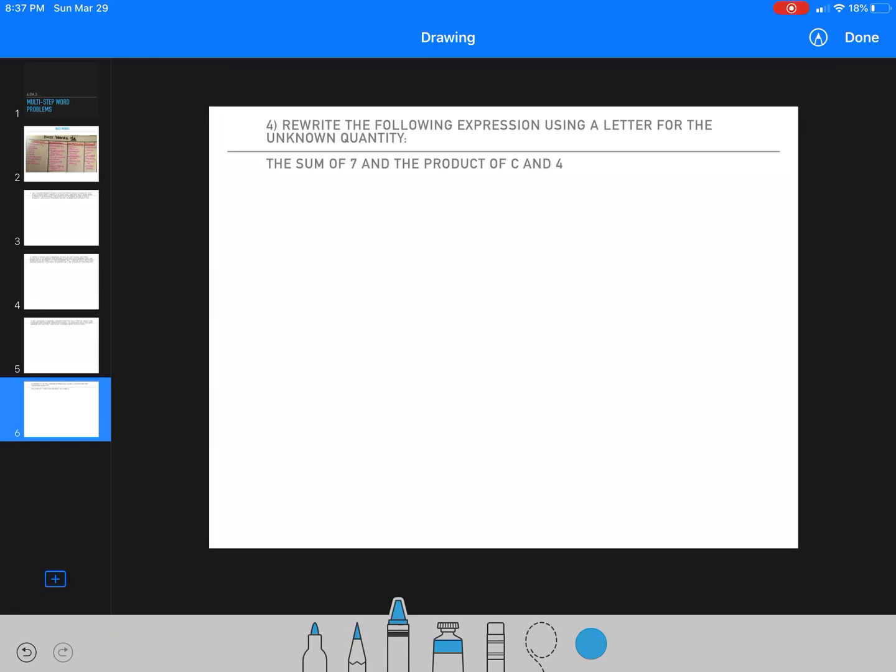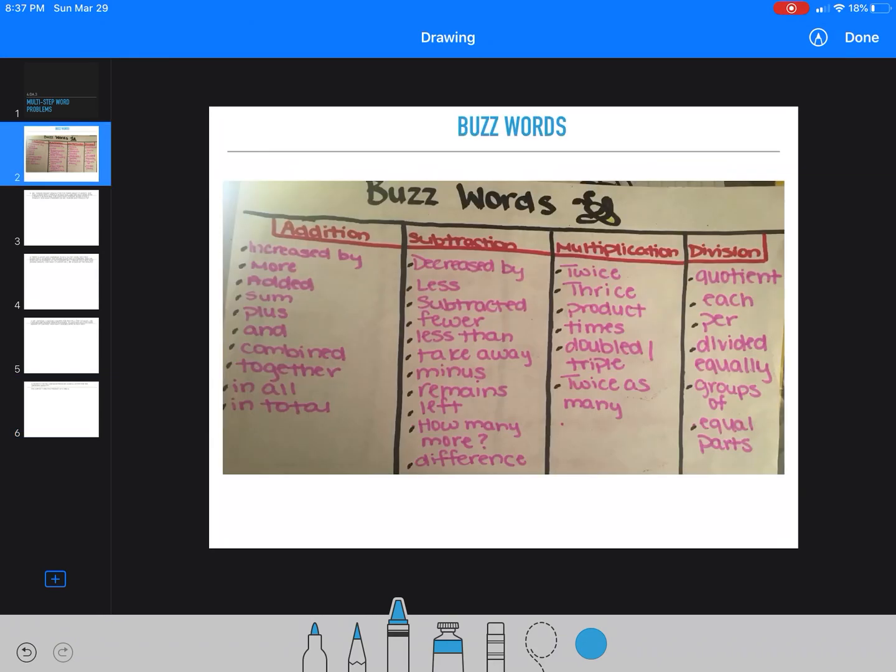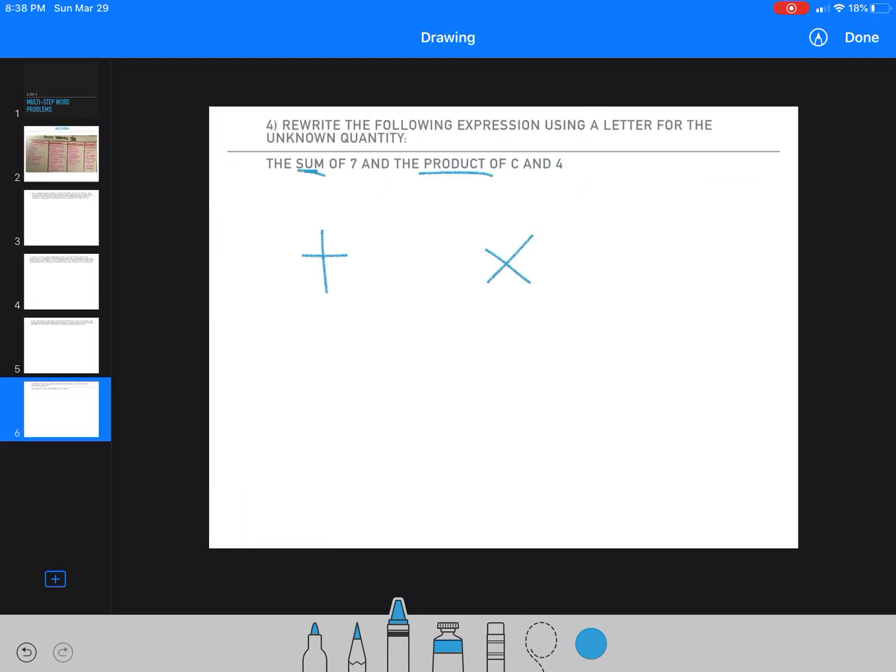So it says the sum of 7 and the product of C and 4. So I see some buzzwords already jumping out at me. I see sum and I see product. If I look at my buzzwords, I know that sum falls under the addition category. I also know that product falls under the multiplication category. So I know that I'm going to be adding and I'm going to be multiplying. So the sum of 7, that means I'm going to be adding 7 and the product of C and 4. So that means I'm going to be multiplying C and 4.